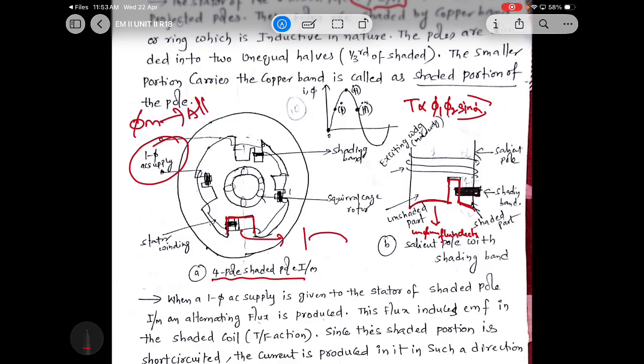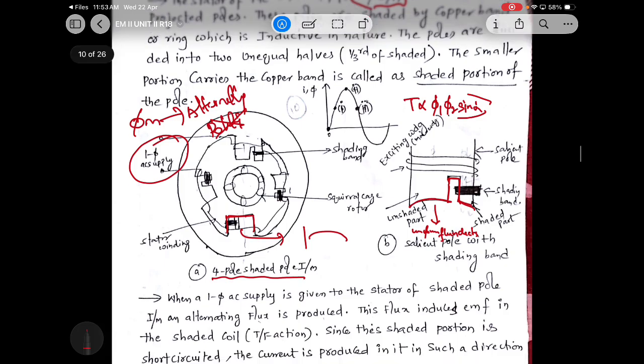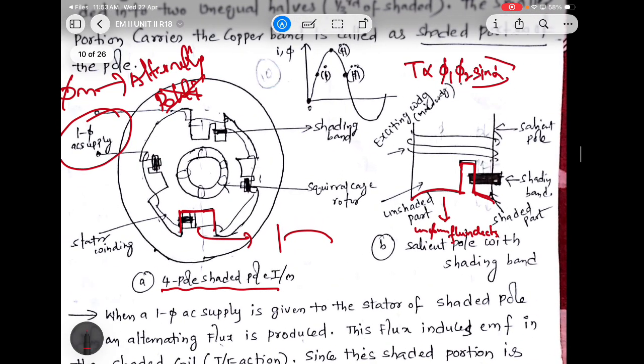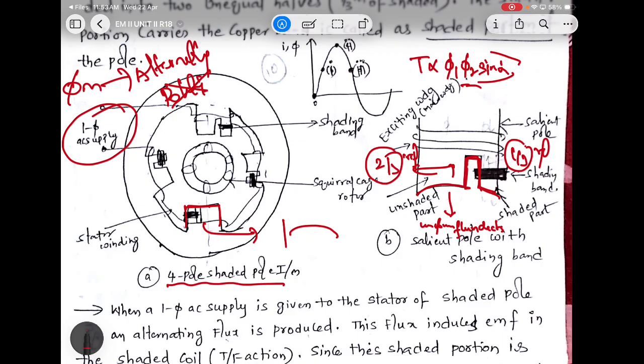What is the nature of this phi m here? It's just alternating. Is it rotating? No, it's not rotating. For that I need to find some other flux, that is phi 1 phi 2 sin alpha. So I will make a small cut so that this is divided into two parts: one with a 2/3 portion, the other with a 1/3 portion.